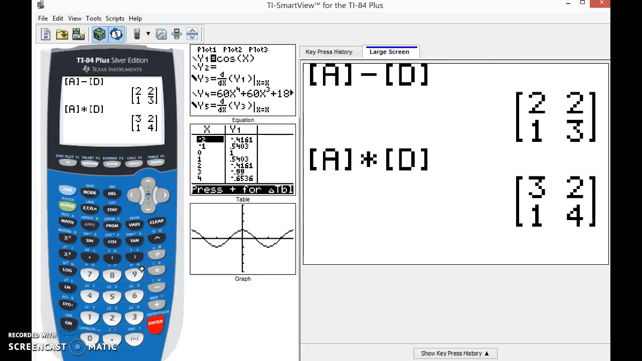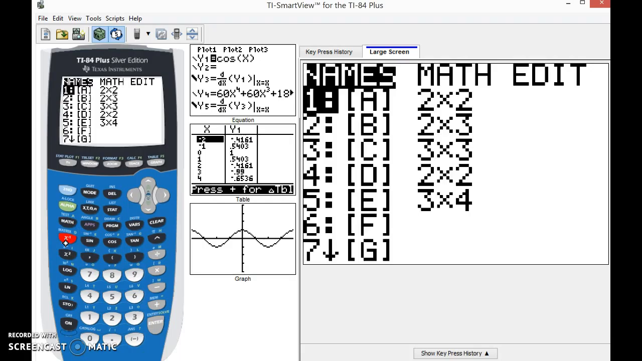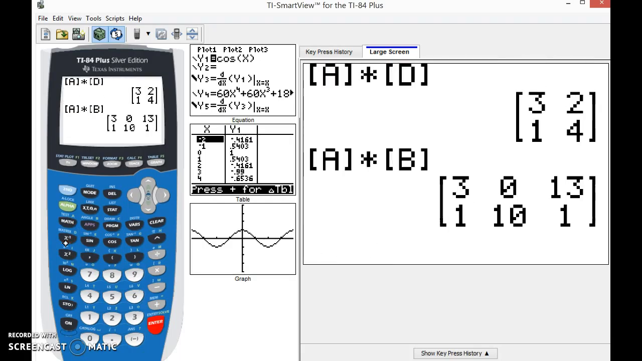So you can't multiply if the inside numbers are not the same, but the whole order does not have to be identical. So in addition and subtraction, the order has to be identical. In multiplication, only the inside numbers have to be the same, but your order does not have to be identical. So if I wanted to multiply A times B, A is a 2 by 2, B is a 2 by 3, those inside numbers are the same. I will be able to do that. So again, I'm going to hit second enter and just retype on top of matrix D, matrix B. And sure enough, like you said, we were able to multiply there. We didn't get an error message.